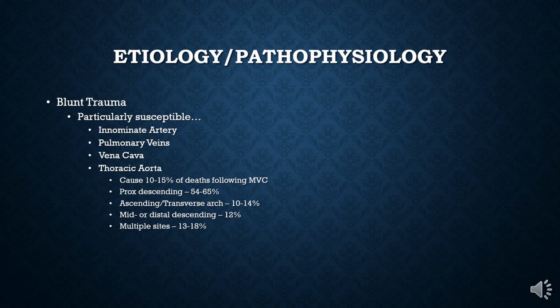Blunt trauma, particularly to the innominate artery, pulmonary veins, vena cava, and thoracic aorta, causes 10 to 15% of the deaths following MVC. Proximal descending 54 to 65%, ascending and transverse arch 10 to 14%, mid and distal descending 12%, and multiple sites 13 to 18%.